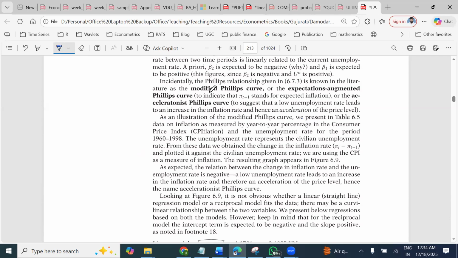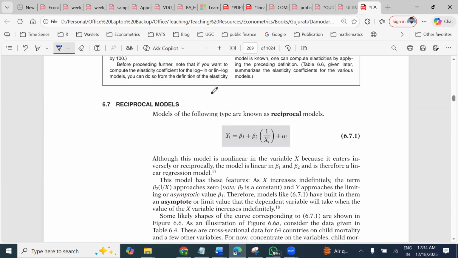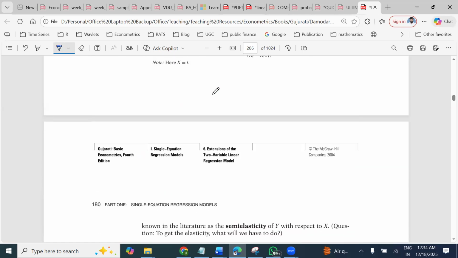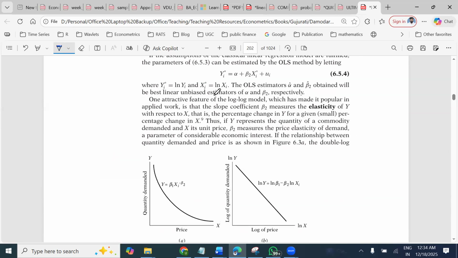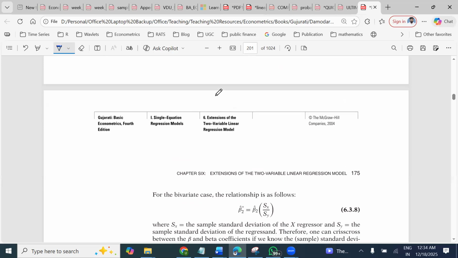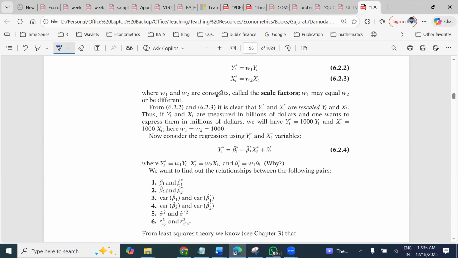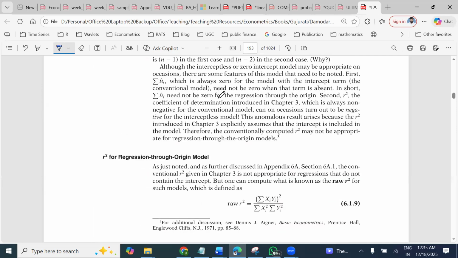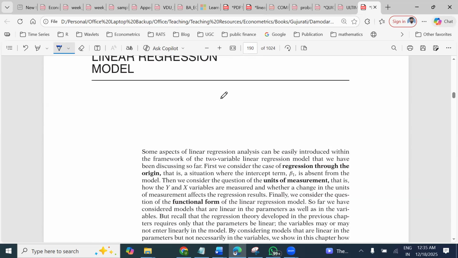This is the extension of the two-variable regression model. Reciprocal. You see the log model. How can you calculate the elasticity? Everything is given over here. This chapter, functional form of regression models, is very important. You can browse through this chapter. Even though you know some of these things, please try to read it. You can go through it quickly.